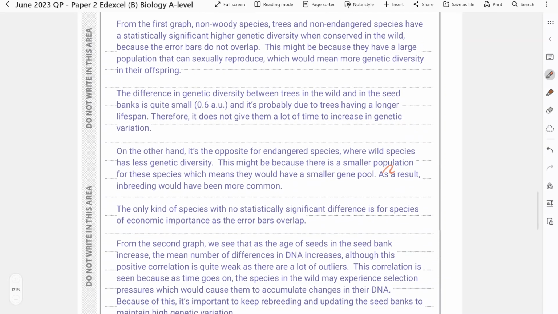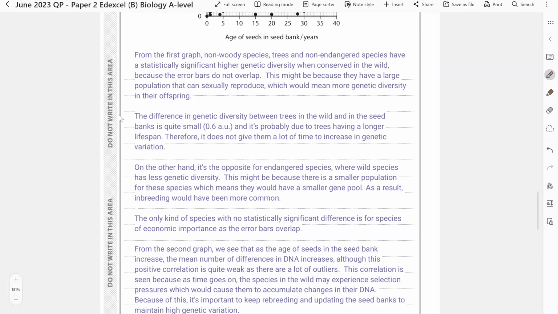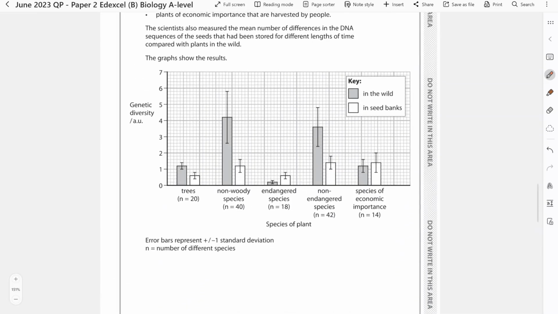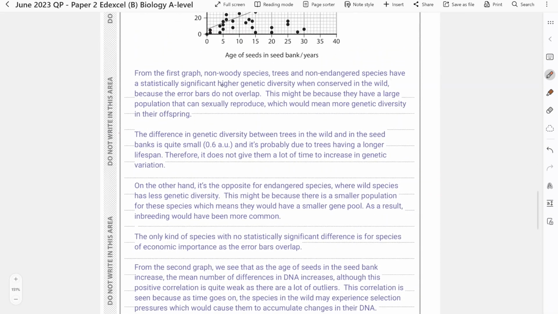And this is the answer. We're just going to zoom out so we can go through it together. The first thing I spoke about was the description of the data. If you compare the non-woody species and the non-endangered species and the trees, we can see that the genetic diversity is greater in the wild compared to the seed banks. So that's what I wrote here first. There's a higher genetic diversity when conserved in the wild. And these error bars do not overlap. So that's commenting on the validity of the data.